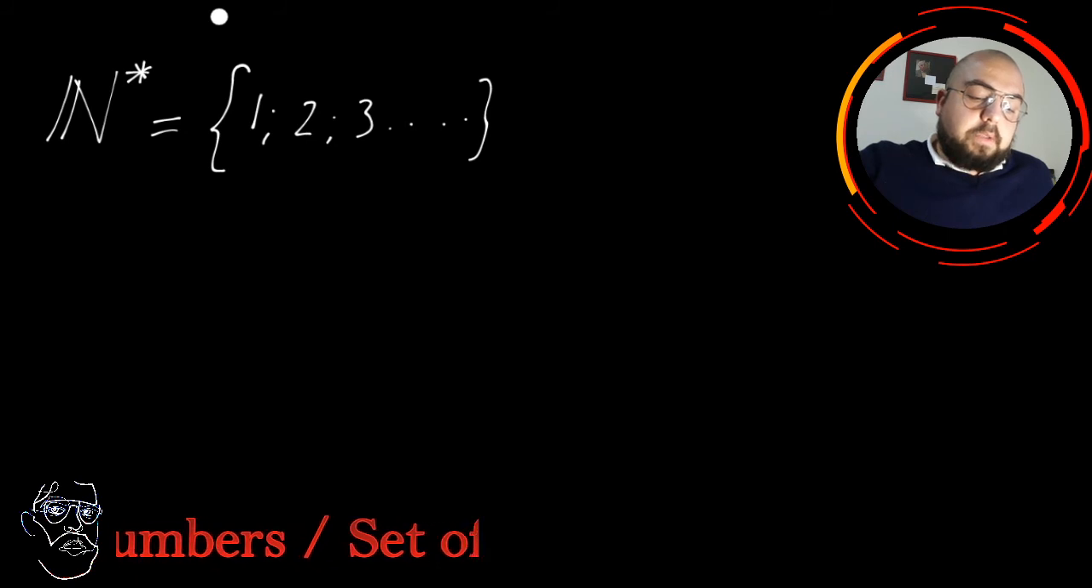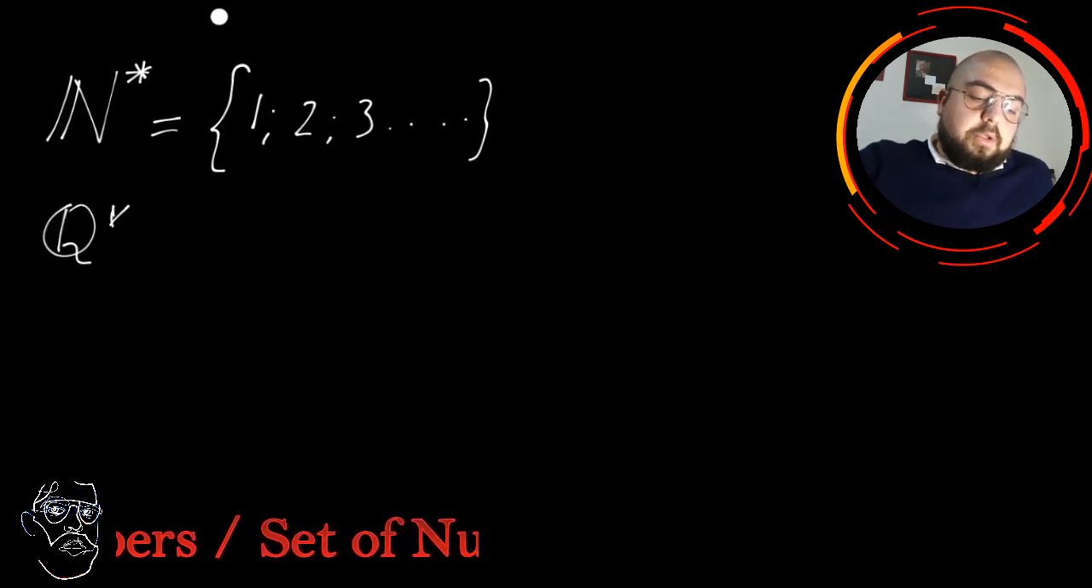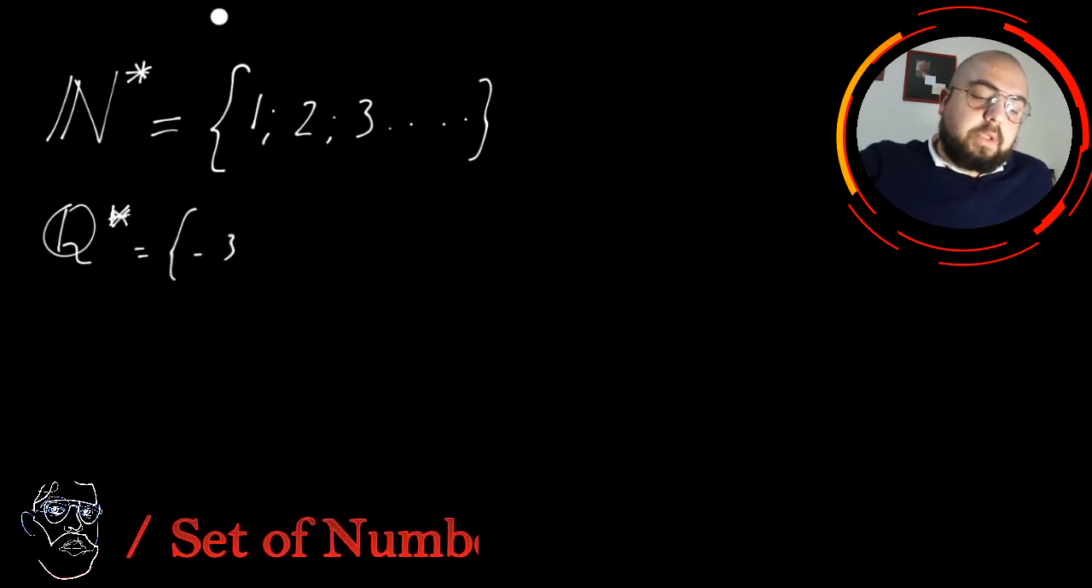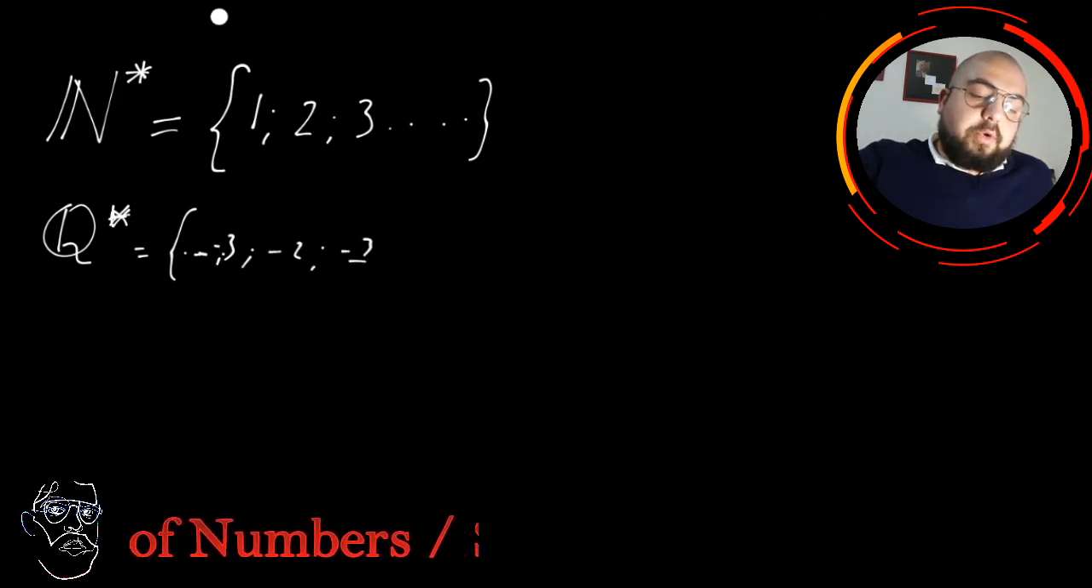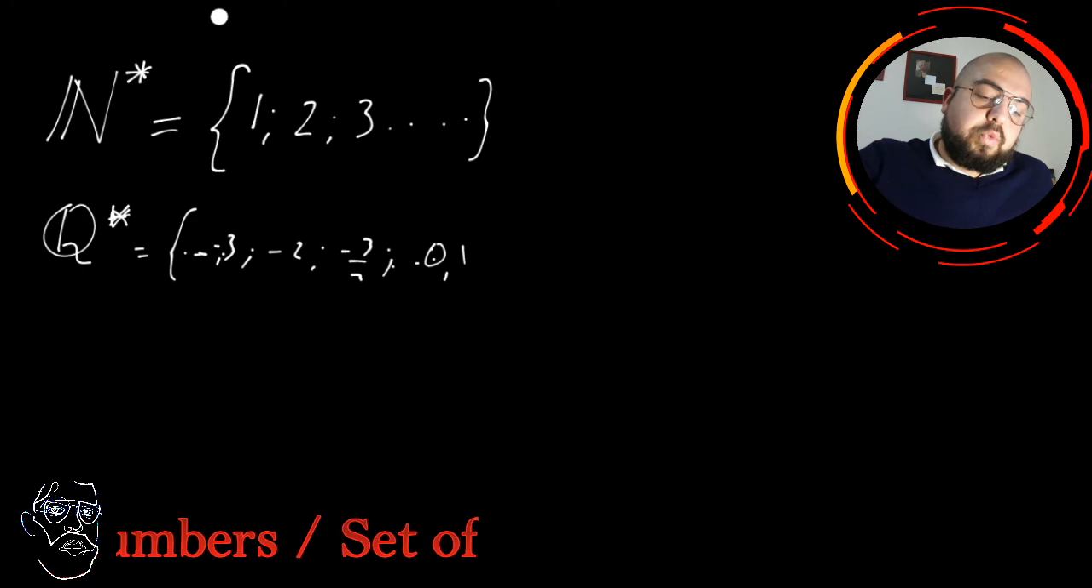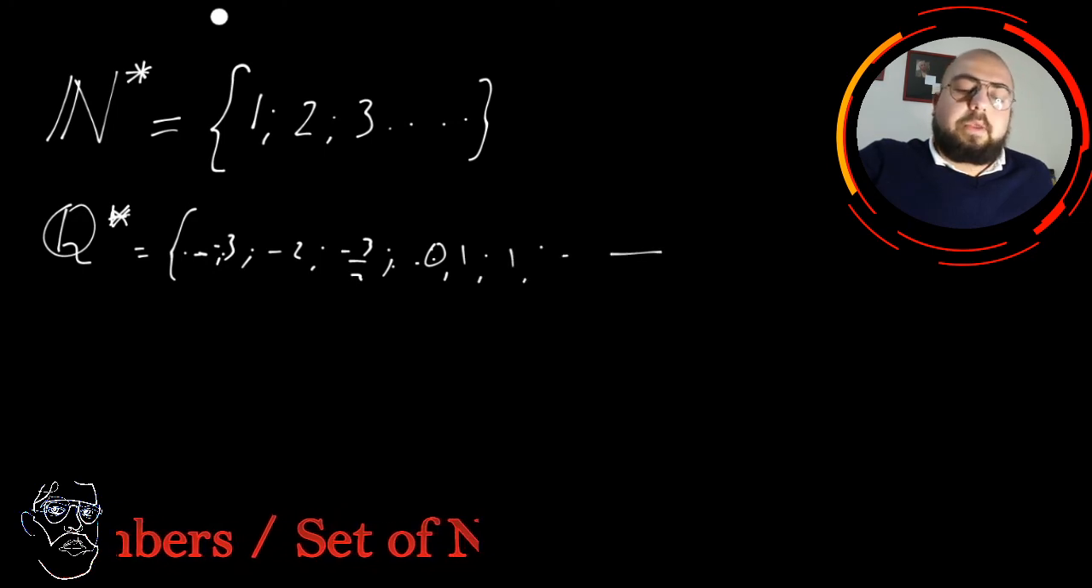What about, let's say, Q star? It will be again the same set, starting from -3, -2, -3/2, etc. You do not have 0. 0 is excluded, so it will be 0.1, 1, etc.